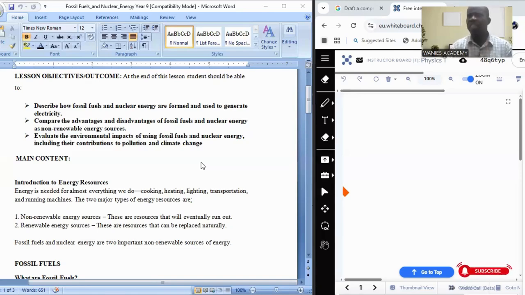Without it, the world will not function. Without energy, nothing will move. So that is why energy is very, very important. Now, is that clear? Okay, good.